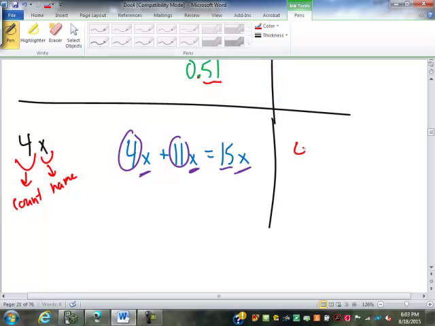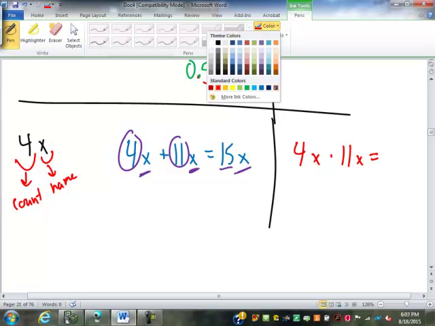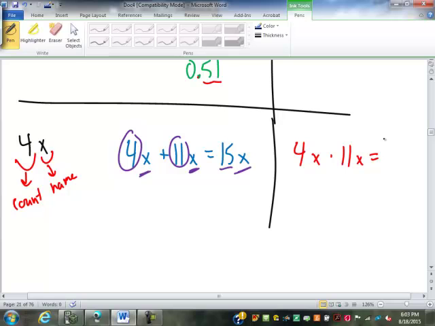If we were multiplying, what are we going to get? 44x squared. Good. We combine the counts. 4 times 11 is 44. And just like inches times inches became inches squared, x times x becomes x squared.